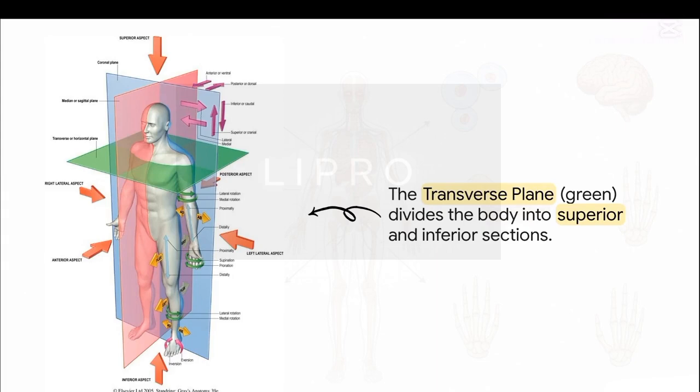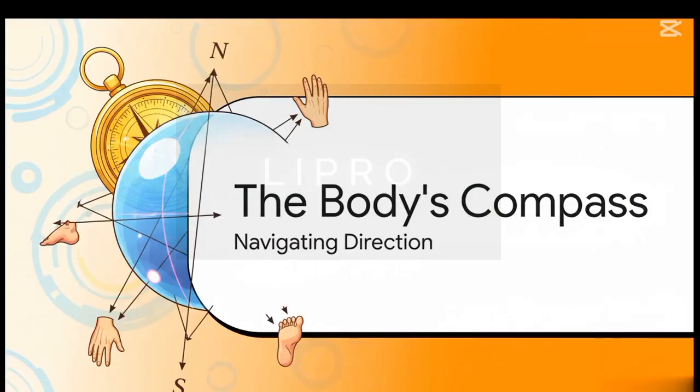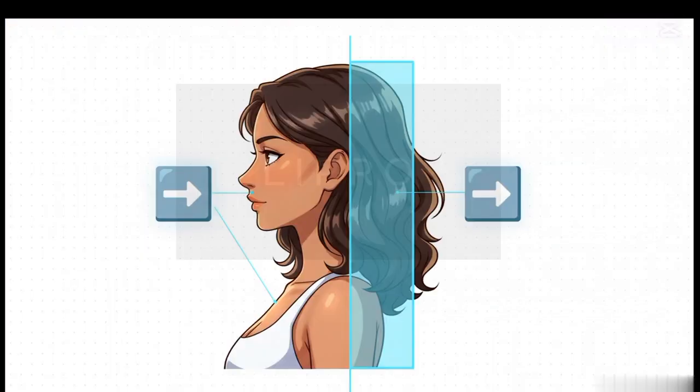So with these three planes, coronal, sagittal, and transverse, we can now pinpoint any location in three dimensions. We've built our map. Okay, so we've got our standard starting position, and we've got our map of planes. Now what do we need? We need a compass, we need directional words to describe where one body part is compared to another, all based on that anatomical position. Let's start with the easy ones, front and back.